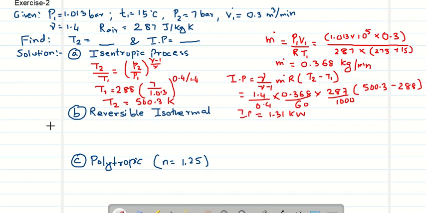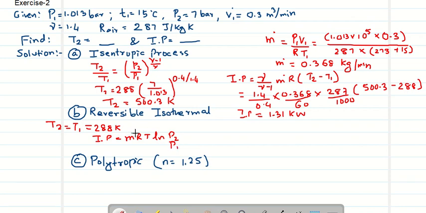For reversible isothermal, temperature remains constant. So T2 equal to T1, that is equal to 288 Kelvin. Now let us see how to find the indicated power. Indicated power can be found by m dot RT ln P2 by P1.